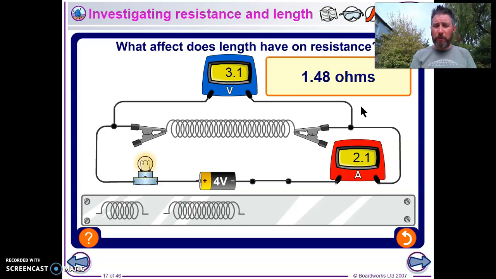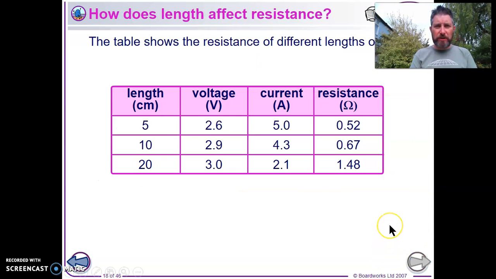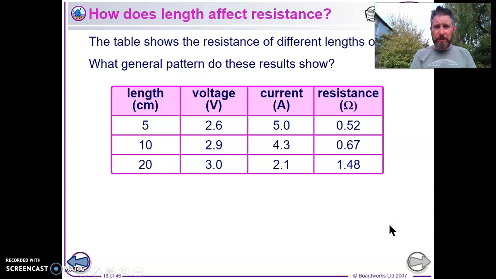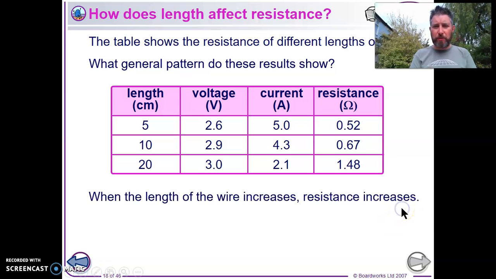And this is how a variable resistor works. A variable resistor has a very tightly coiled wire, and as you turn that dial, you're effectively lengthening the coil of wire, so you're pushing the electrons down along a longer wire, and that increases the resistance. So this experiment shows us that as the length goes up, the resistance goes up. Okay.